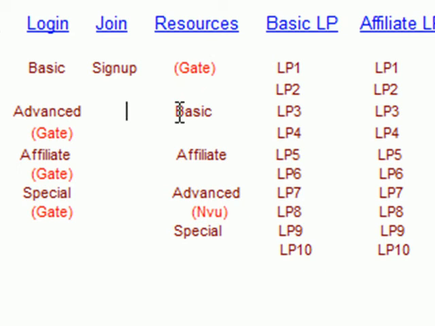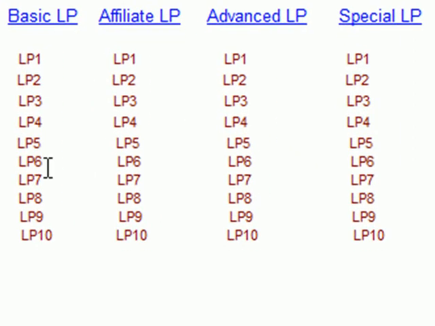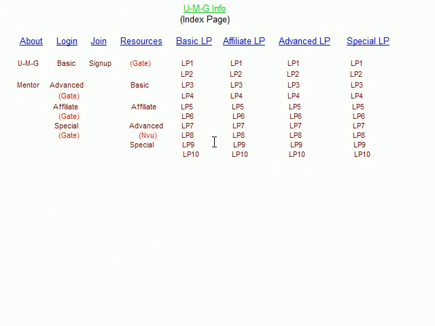Beyond the gate, we have our basic, affiliate, advanced, which is where this NVU series is going, and special ops. And lastly, on our subfolders, we have our main lesson plans. Basic lesson plan, again, is open up to the public, 1 through 10. The affiliate, advanced, and special ops lesson plans are not open up to the public. I use an autoresponder to send out the affiliate, advanced, and special ops to the people who fill out these gates. Why do you think I would want to have this information on my page then?